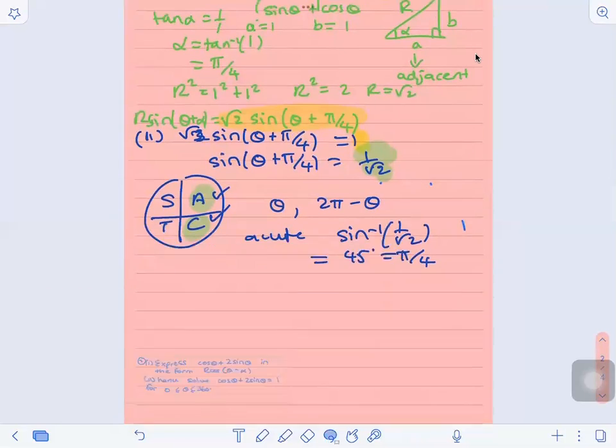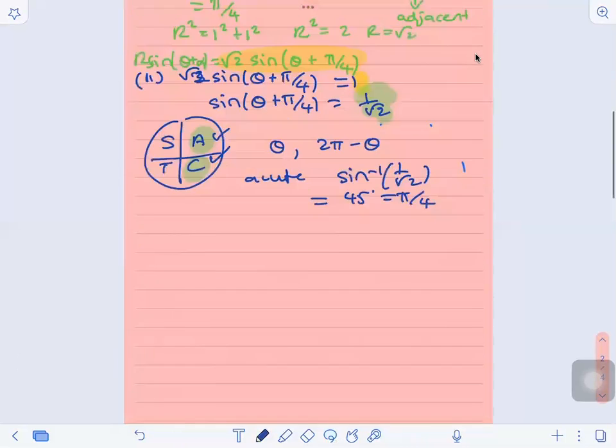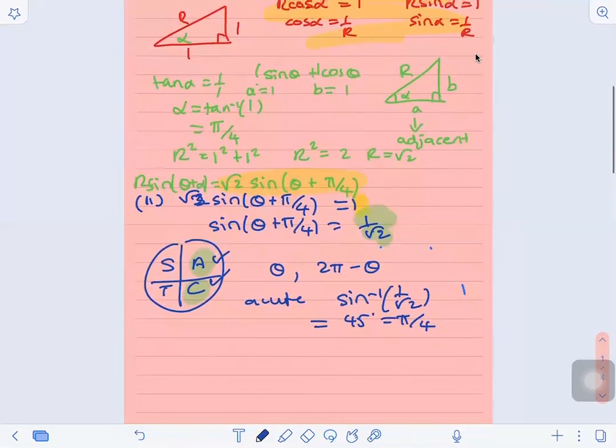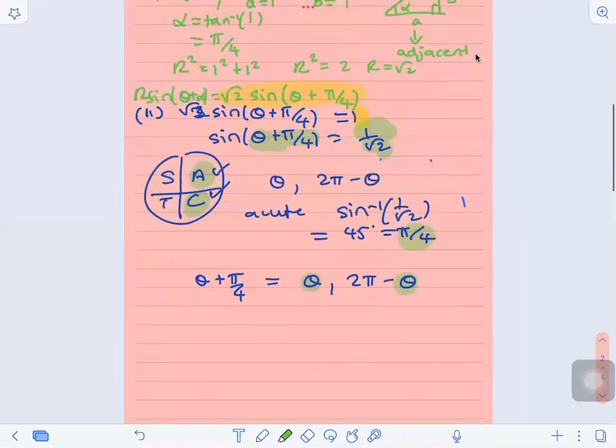Okay, so looking at that now, this angle here that we're solving for, which is your theta plus pi on 4, will equal theta and 2 pi minus theta. And that theta there is just your acute angle here. So it's theta plus pi on 4 equals pi on 4 and 2 pi minus pi on 4.